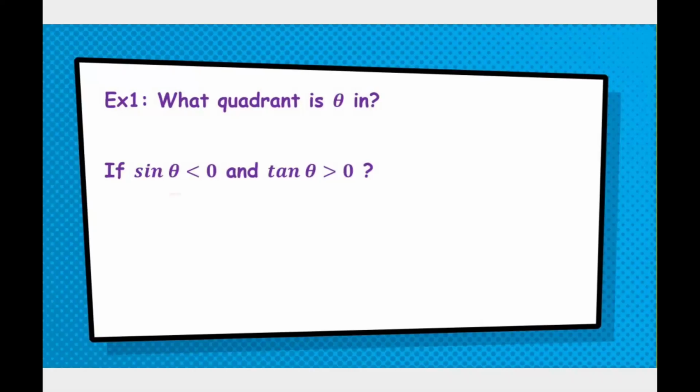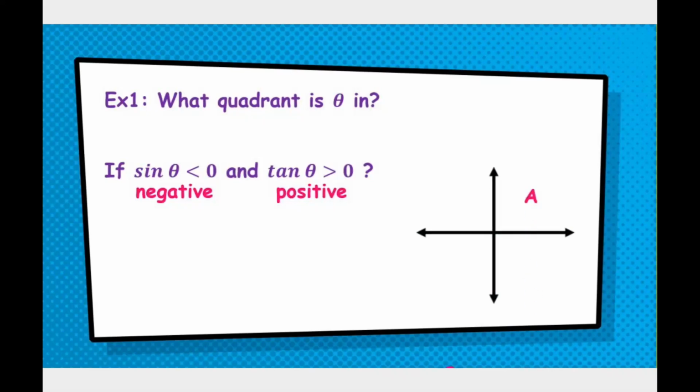So I'm going to go ahead and label this. If sine of theta is less than 0, that means that it's negative. And if tangent of theta is greater than 0, that means that that's positive. So up here above this, I'm going to make a little note to myself, and I'm going to write what quadrants sine is negative in, and what quadrants tangent is positive in. And there's only going to be one quadrant that both of these things are true. So sine is negative with all students take calculus. Sine is negative in quadrants 3 and 4.